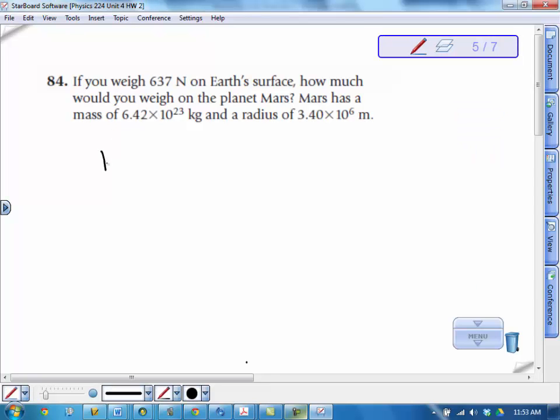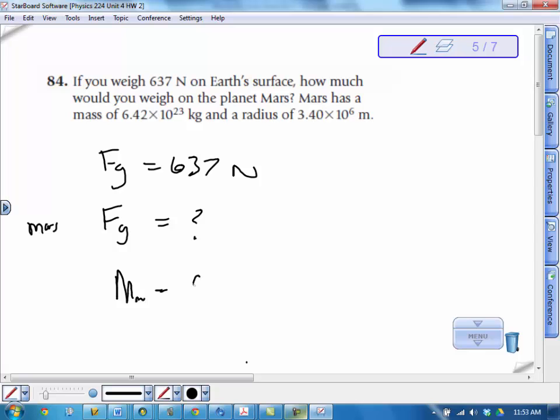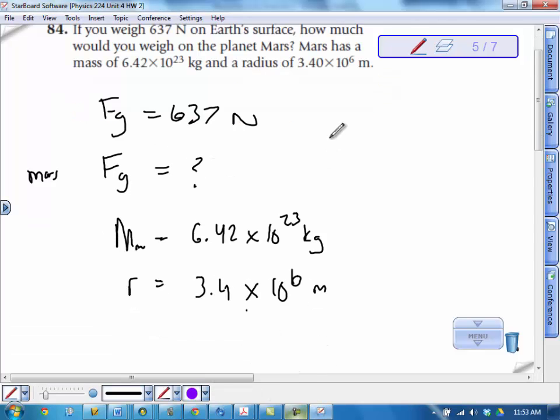Okay, so next problem is 84. It says if you weigh 637 newtons on Earth's surface, how much would you weigh on the planet Mars? So we want to know your weight on Mars. Mars has a mass of 6.42 times 10 to the 23 kilograms, and the radius is 3.4 times 10 to the 6 meters.